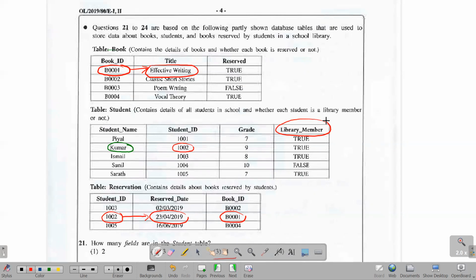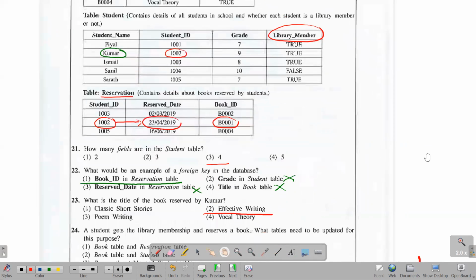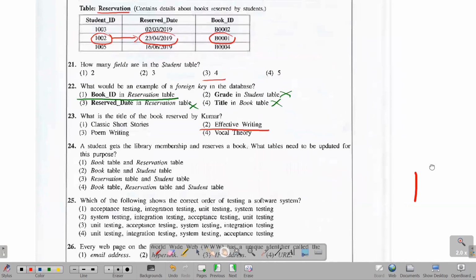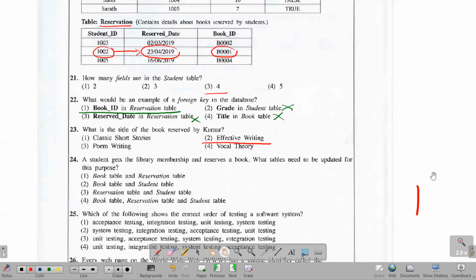And if he reserves a book, then the reservation table must be updated with the student ID, reserve date, and the book ID. So the student table and the reservation table must be updated or inserted with new data, right? So the answer is going to be the reservation table and the student table, which is the third one.